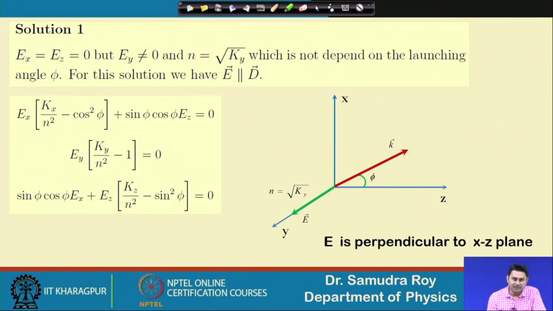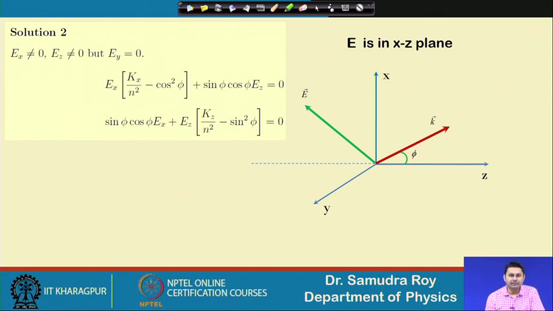So, in anisotropic system, mind it, this equation is strictly valid for anisotropic system where E and D are not supposed to be parallel, but even in anisotropic system we can have a solution where E and D can be parallel if I launch the k vector in the xz plane with an angle phi, and one trivial solution is this. Well, let us try to find out what other solutions one can have.